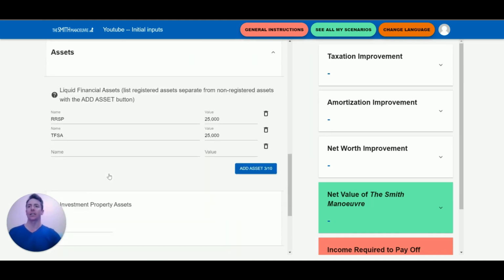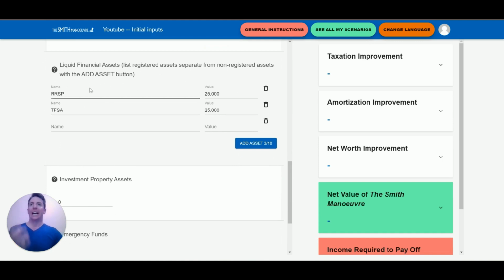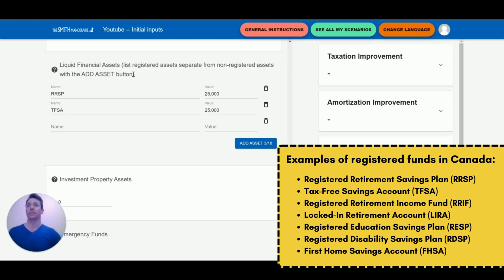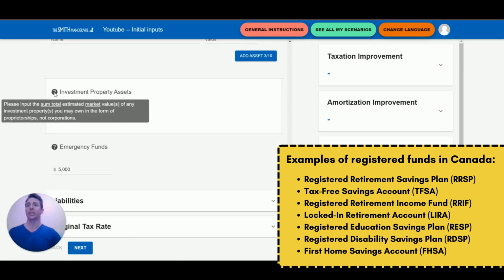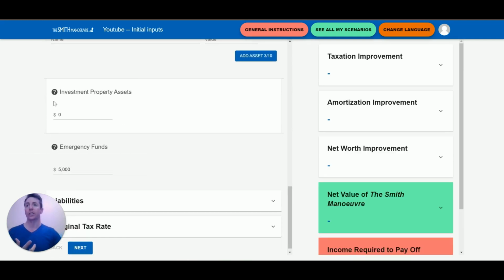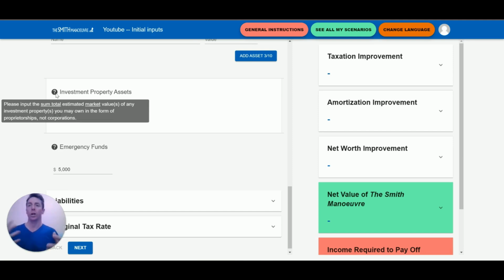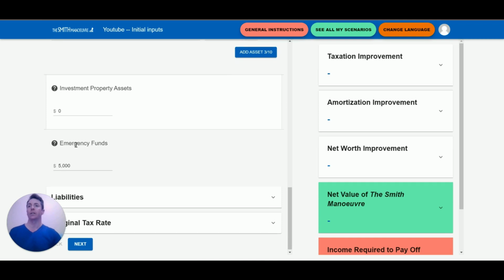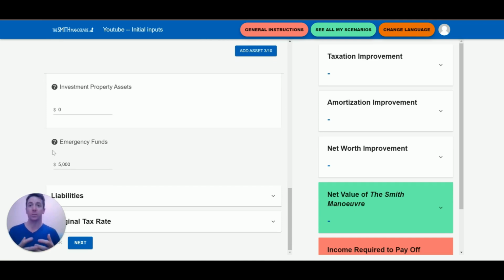Next, we've got assets. Financial liquid assets. These are registered assets separate from non-registered. So I've just got some basic ones in here. Let's say I've got some RSPs, some TFSAs, 25,000 bucks in each. Investment property assets, and you remember you've got all these little question marks here. If you're curious about what actually goes in here, what to avoid, what not to put, etc. This actually doesn't connect to anything, but you can put in the investment property assets here, emergency funds. If you've saved up a couple $1,000 in an emergency fund account, here's where it goes.